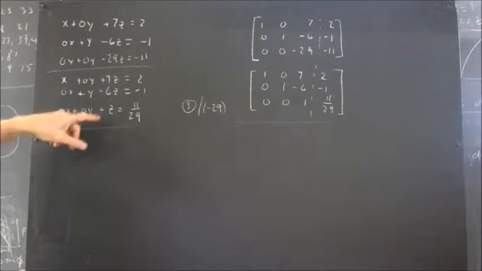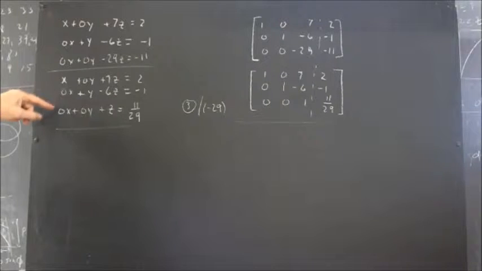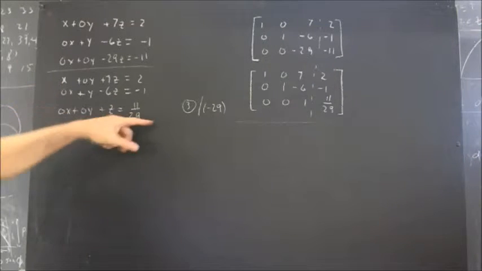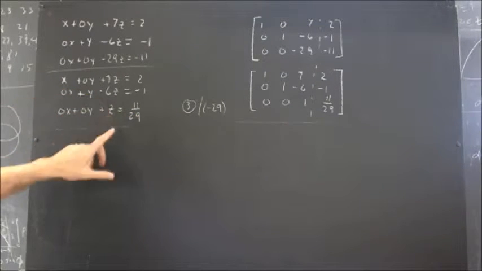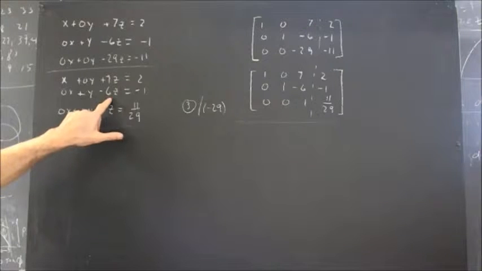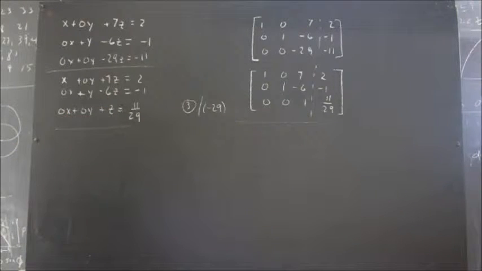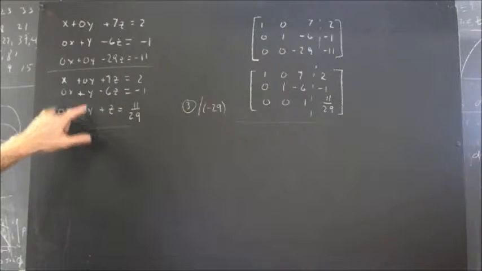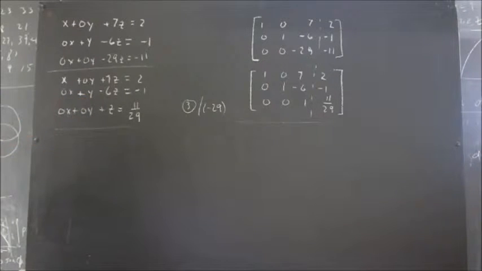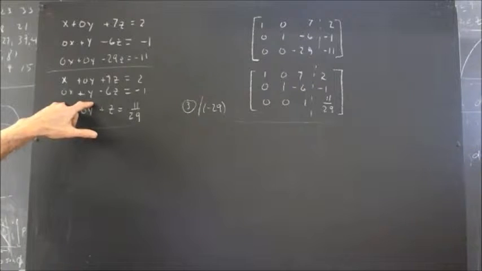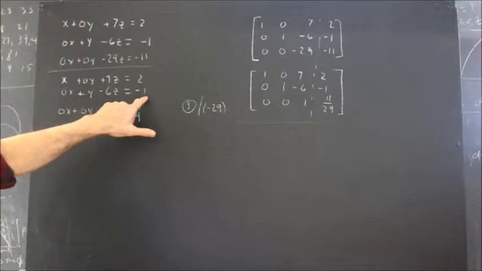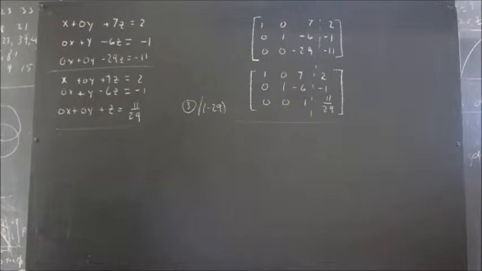Well, I'll observe, if we add 6 times the third row to the second row, that's going to give us a 6z to get rid of that negative 6z. And since we have zeros for the x and y, it's not going to change the coefficients of x and y in this equation. Of course, it's going to change this number. There's going to be a fraction involved, but we can deal with that.